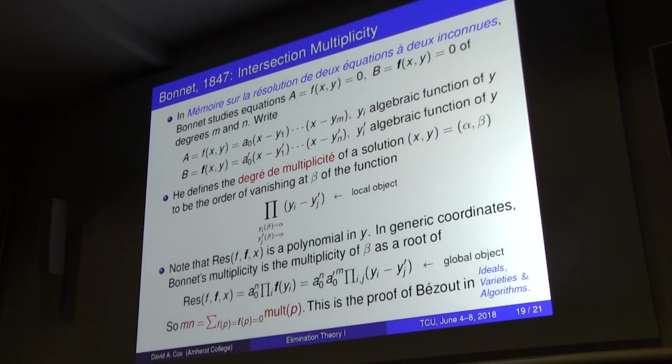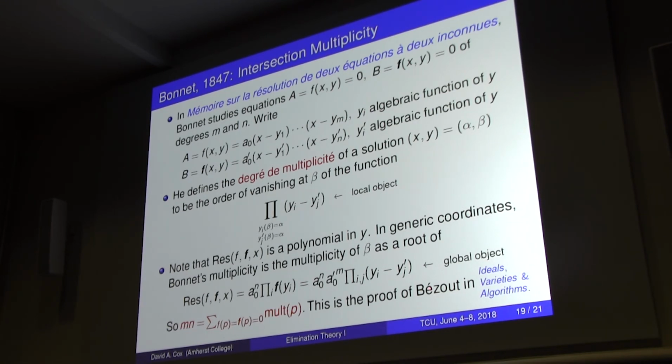But then, of course, the full resultant is a polynomial in y. And again, assuming that your coordinates are generic, Bonnet's multiplicity is the multiplicity of beta as a root of this polynomial. Here's the Poisson version of it. When you figure out what f of that is, and you plug yi into this one, you get this global object. But the ones organized this way give the multiplicity, and out of this you get the fact that the product of degrees is the sum of the multiplicities.